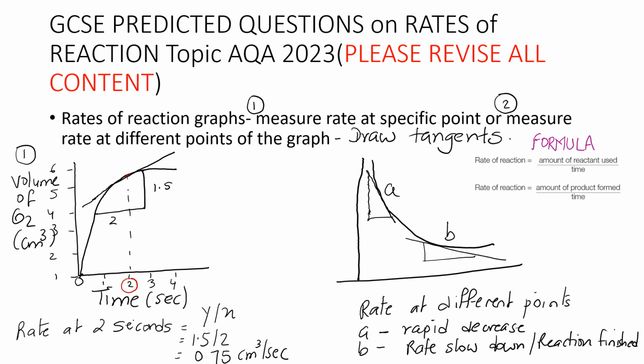And then the formula is y divided by x. 1.5 divided by 2 gives you 0.75, and then you add the units, which is cm cubed divided by second. So this is at a specific time.